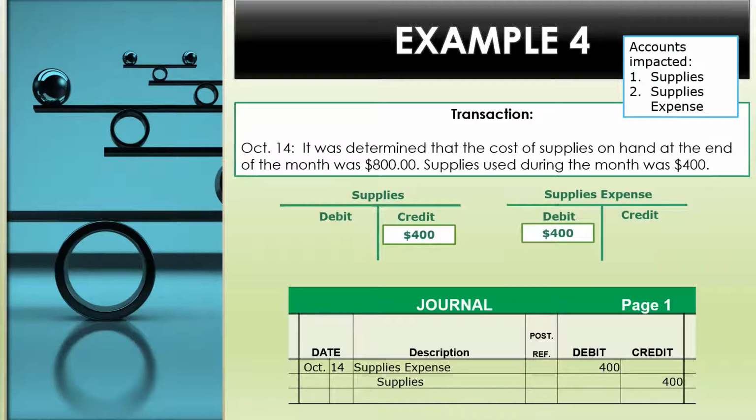On October 14th, this transaction occurs, so that's the first thing we're going to enter in our journal entry, the date. Next, we're going to deal with our debit because we record debits first. In this case, we use the supplies expense. We move over to the debit column and enter $400. On the next row of the journal, we have supplies. And then moving over to the credit column, we have $400. Debits equals credits. This transaction impacts two accounts.